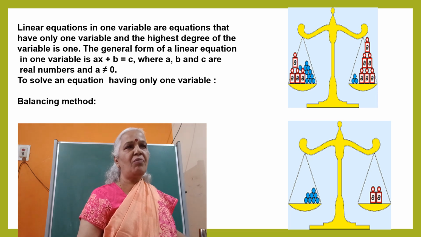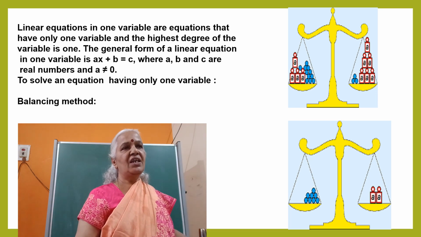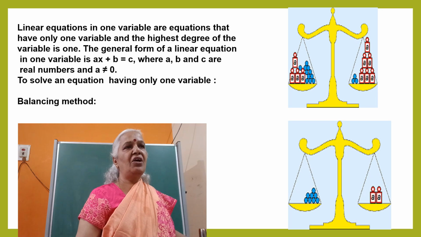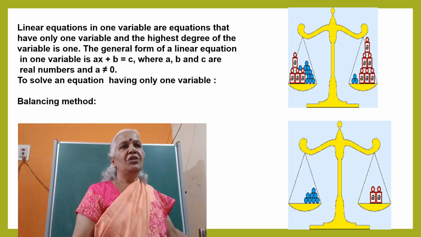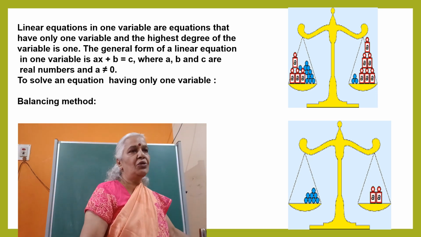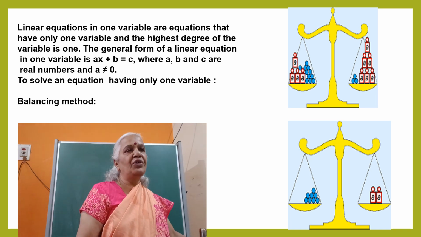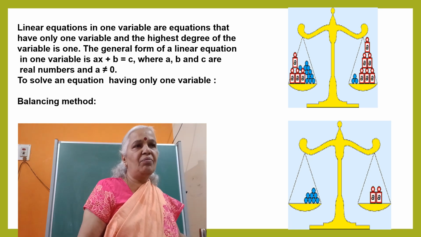The general form of a linear equation in one variable is ax plus b is equal to c, where a, b, c are real numbers and a not equal to 0. Because if a becomes 0, a into x, that is 0 multiplied by any number is 0, therefore ax also will become 0, therefore it will not become a linear equation.